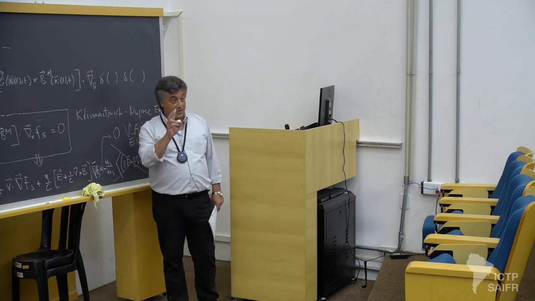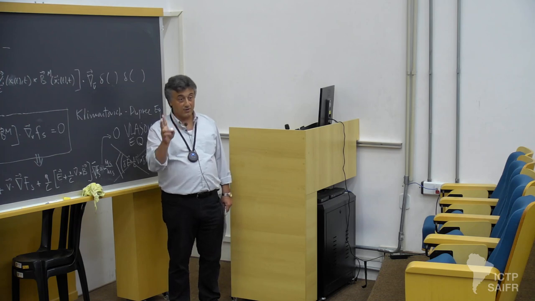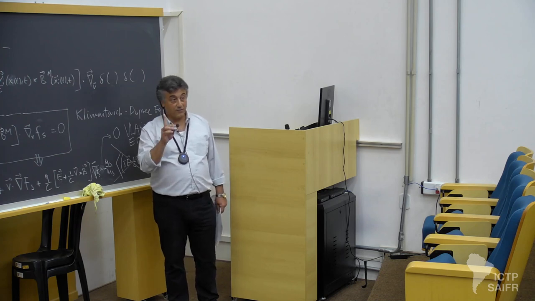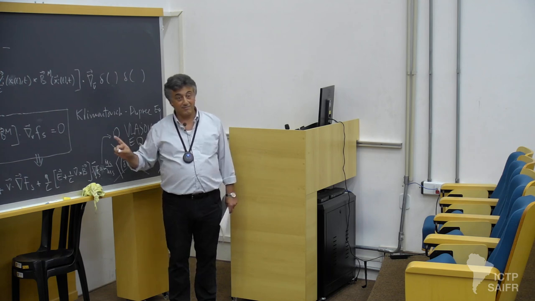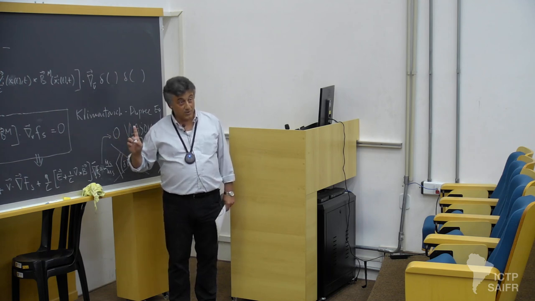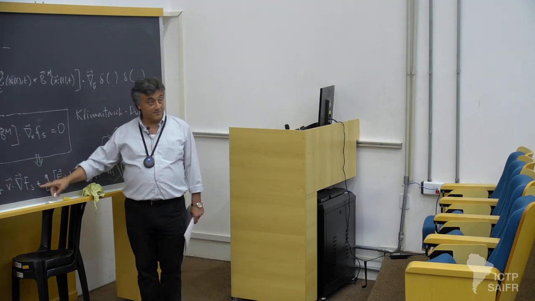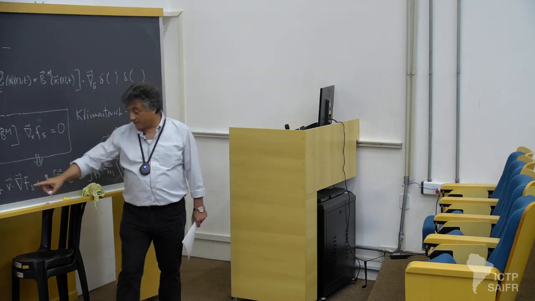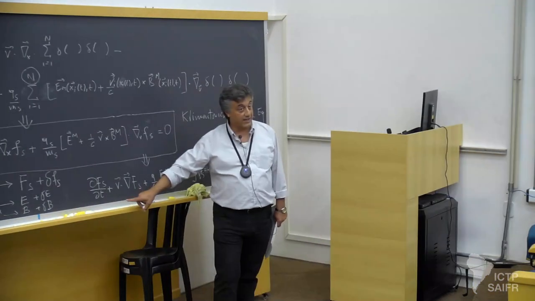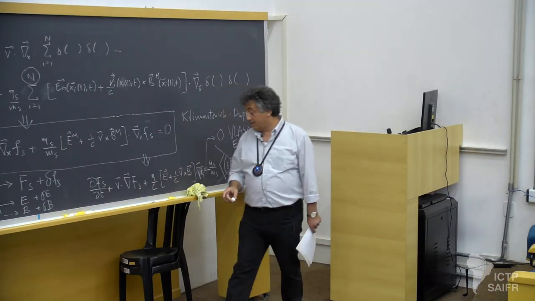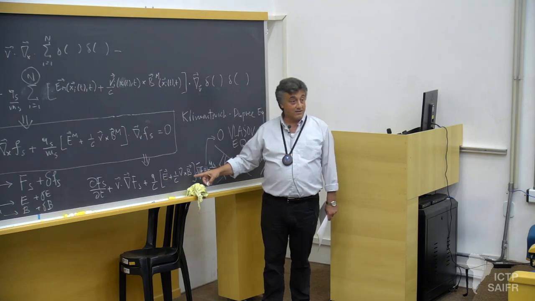We have two species. S is equal to ions or electrons, right? And for each one, please be careful about what I'm saying, we have an equation. This is an equation for Fs. So you can write one equation for the protons and one for the electrons. But E and B are the same for both.